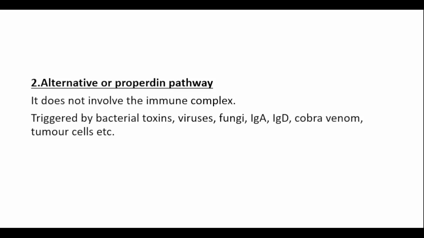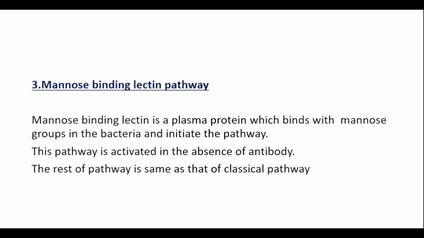Just a few points are enough about the alternative or properdin pathway. Next is the mannose binding lectin pathway. Mannose binding lectin is a plasma protein which binds with mannose residues or mannose groups on the surface of bacteria and initiates the pathway. This pathway is activated in the absence of antibody, so it is independent of antibody.